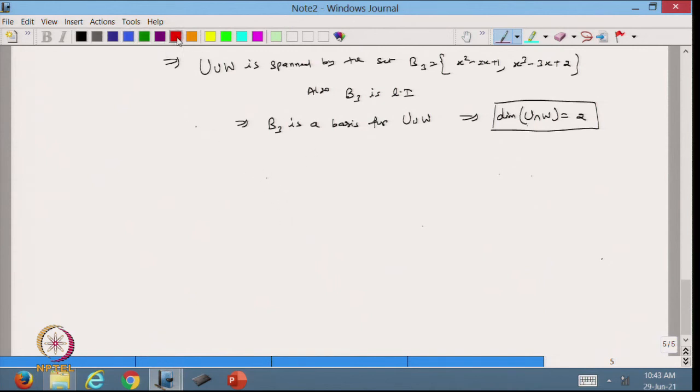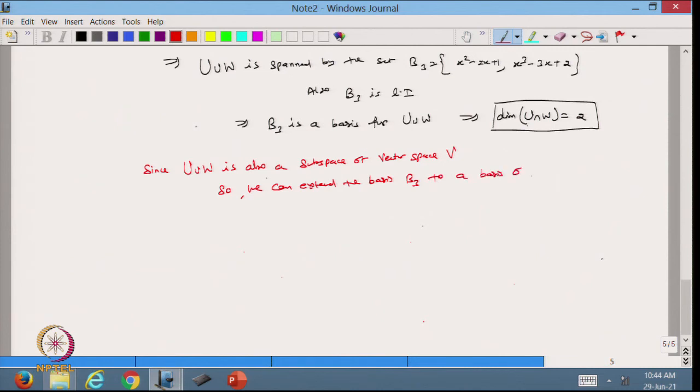Now, since u intersection w is also a subspace of vector space V, we can extend the basis B3 to a basis of V. So, it is of dimension 2. Now, I can extend this to the basis of V.